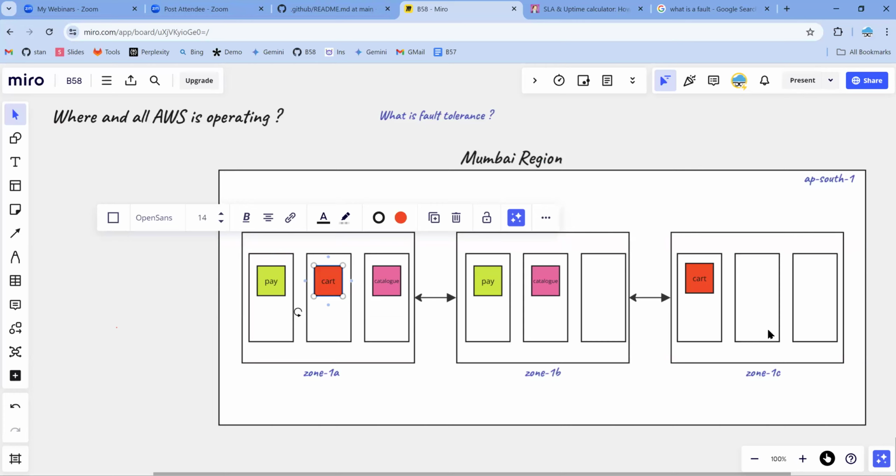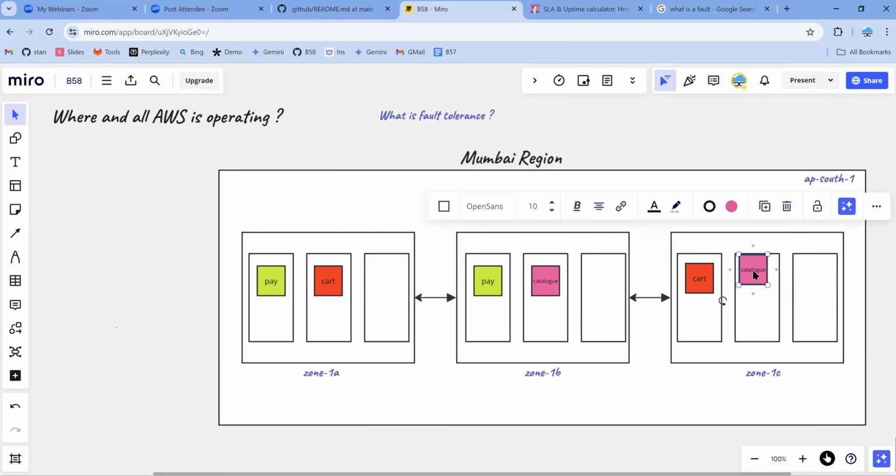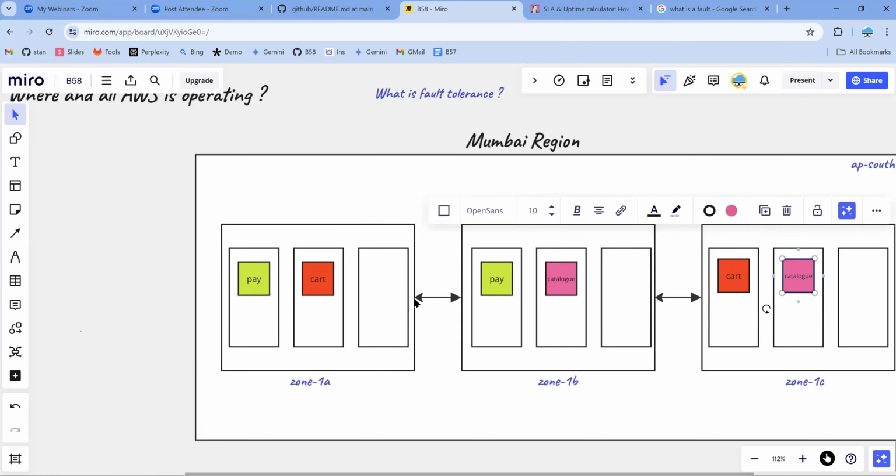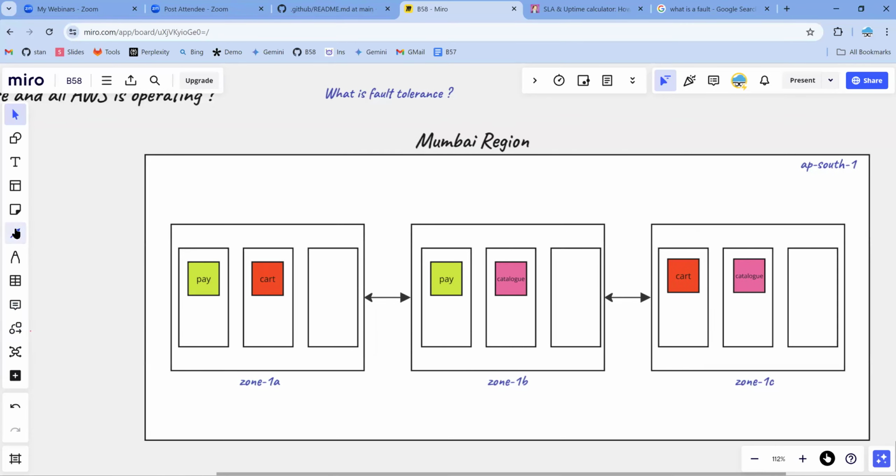Let's assume you're running payment in two greens, 1, 2, 3, 4, 5, 6. Let's assume you're running your infrastructure like this: two instances of payment, two instances of cart, and also two instances of catalog. Now, because of some XYZ reason, remember this, you lose this entire zone.